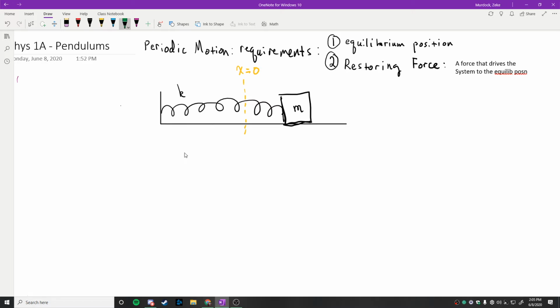And then the restoring force in this case is a force that acts on the box backwards this way, F sub s. And we said, of course, that it's equal to negative k times x, where x is the distance right here that can be positive or negative. But that force is the restoring force, and the x equal to 0 position is the equilibrium position. As long as you have these two things, you're going to have a system that's going to exhibit periodic motion.